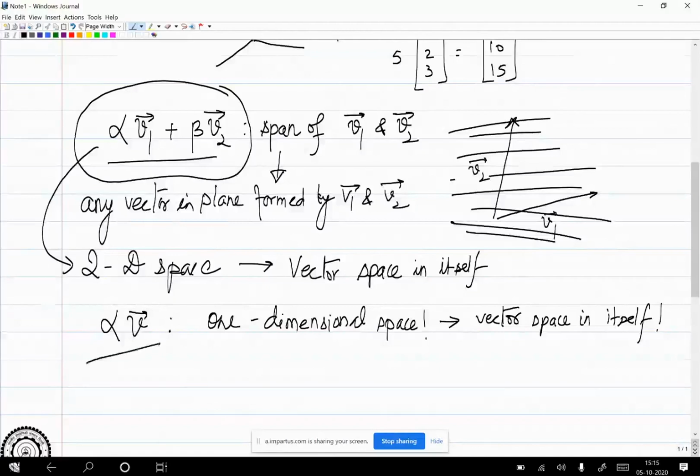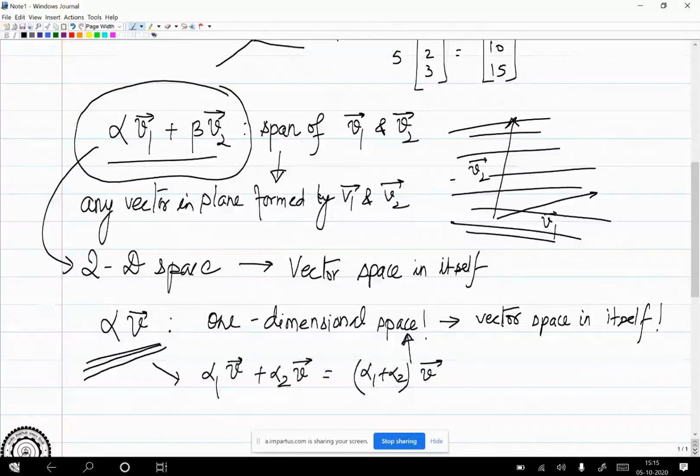Likewise, if you think of this one-dimensional space, this is also a vector space in itself because you take any two vectors in this space. What will be those two vectors? It could be alpha 1 v and alpha 2 v. You add them, what you get is (alpha 1 plus alpha 2) v, and this also lies in the same one-dimensional space.